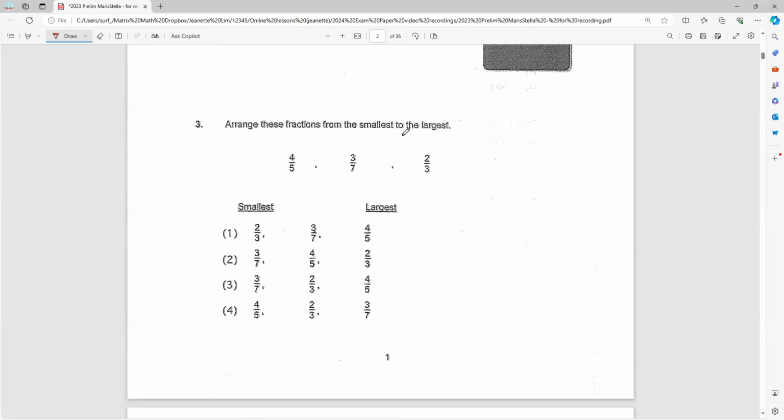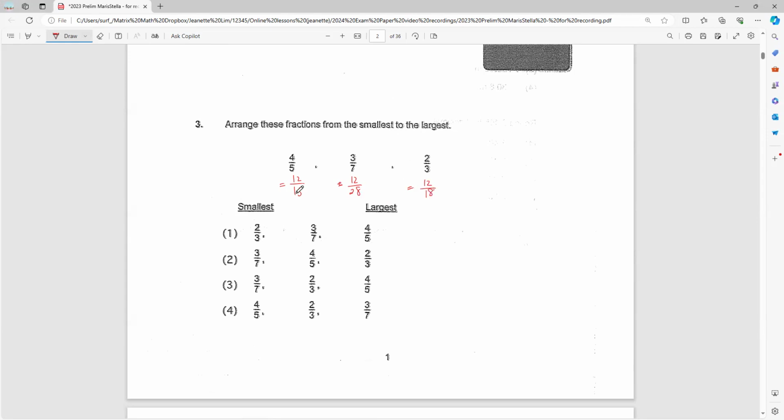Okay, so arrange these from the smallest to the largest. To compare these fractions, you either make the numerator the same or the denominator the same. In this case, it would be easier to make the numerator the same. We have 4, 3, and 2. The common multiple is 12. So I change all to 12. 12 over 15. This is 12 over 28. Then this is 12 over 18.